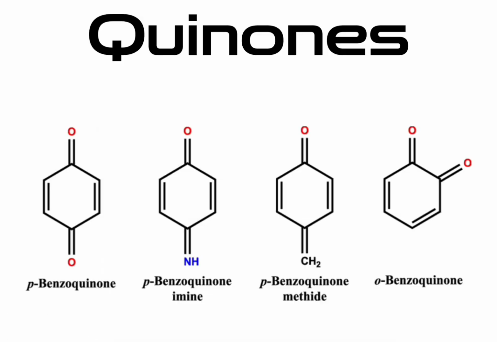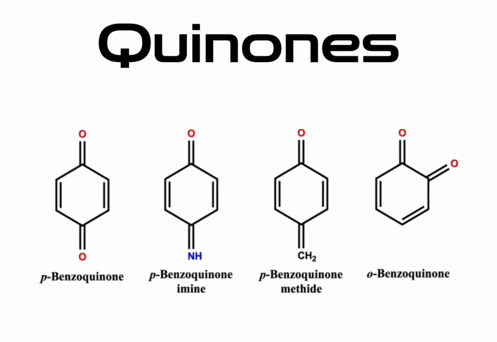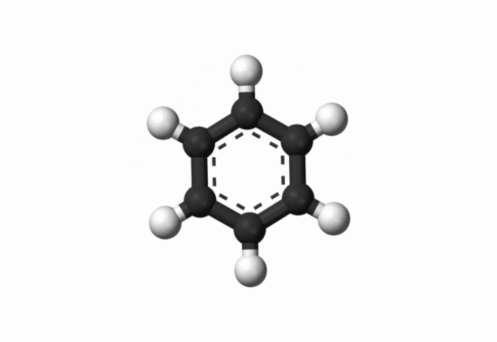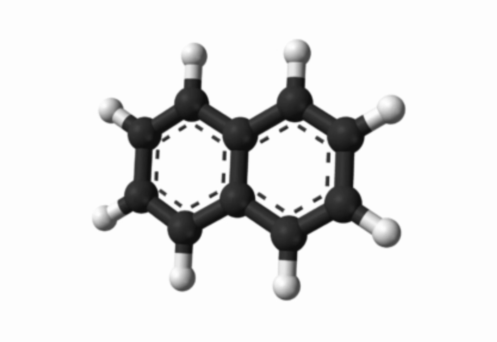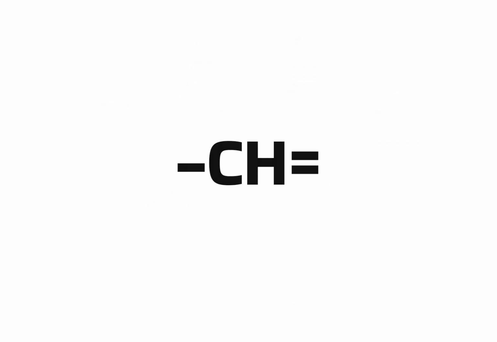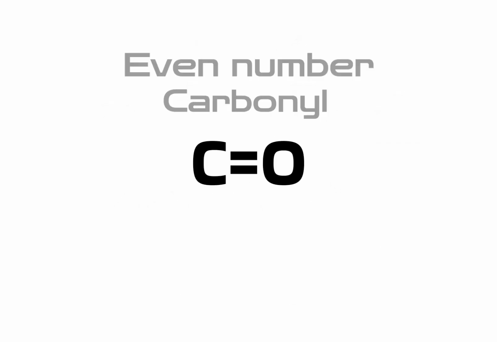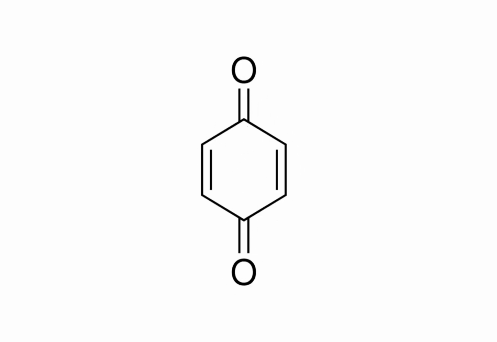Quinones are fully conjugated cyclic diones. They are derived from aromatic compounds such as benzene or naphthalene by converting an even number of vinylic groups into carbonyl groups. The two carbonyl groups are what make benzoquinone a dione, and its closed ring structure makes it cyclic.